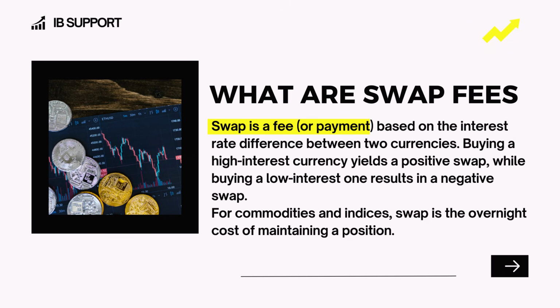First, we need to understand what swap fees are. A swap, also known as an overnight fee, is the interest rate difference between the two currencies in a currency pair. When you buy a currency with a higher interest rate, you'll receive a positive swap, meaning you get paid. Conversely, if you buy a currency with a lower interest rate, you'll have to pay a negative swap. For products like gold, oil, or indices, swap fees are typically the cost of holding a position overnight. This means you are essentially paying a fee to borrow that asset overnight, and this fee is usually a negative number.